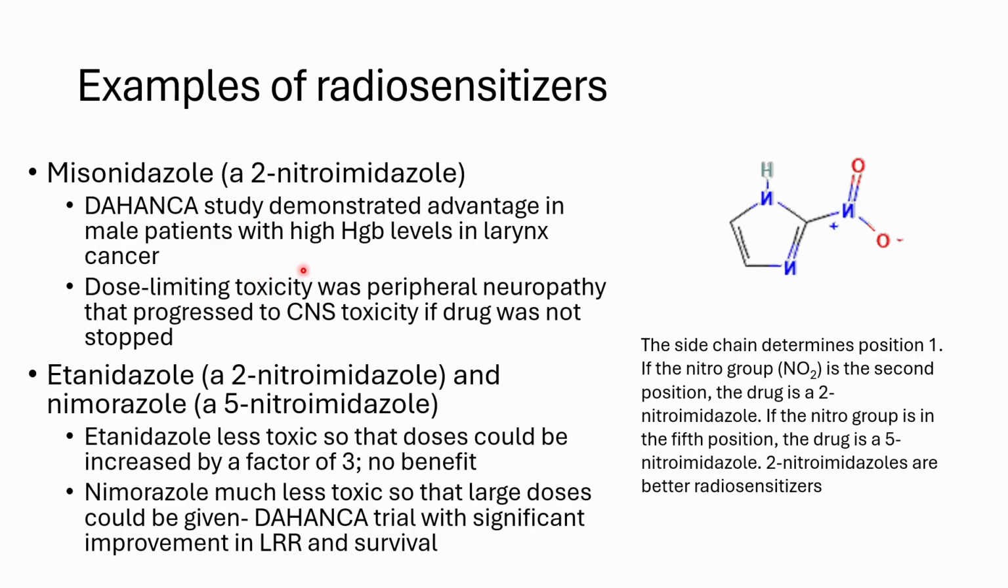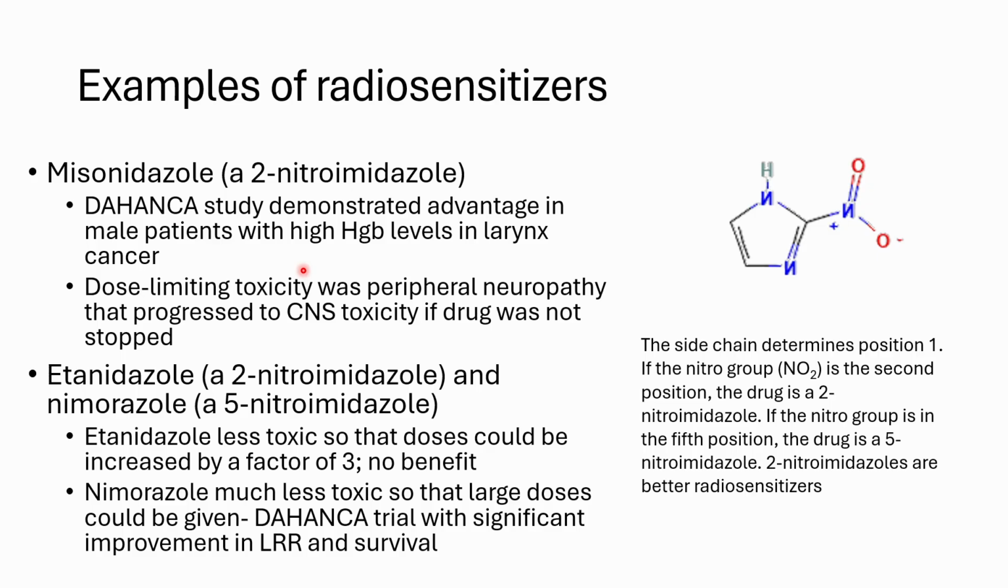hemoglobin levels and larynx cancer. So if you look at the overall study, it was a negative study, but if you do this subgroup analysis, it showed that in male patients with high hemoglobin levels in larynx cancer, there was a benefit. But there was dose-limiting toxicity that was peripheral neuropathy, and this actually progressed to CNS toxicity if the drug was not stopped. So think like myelopathy type stuff.